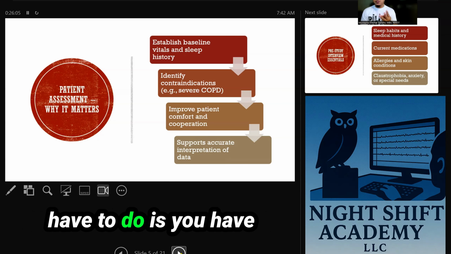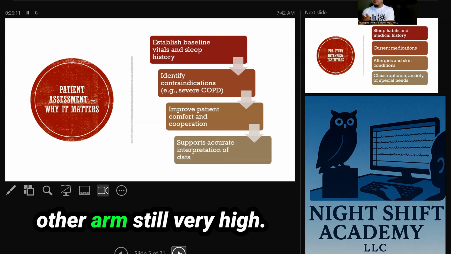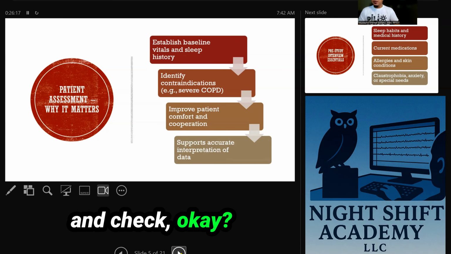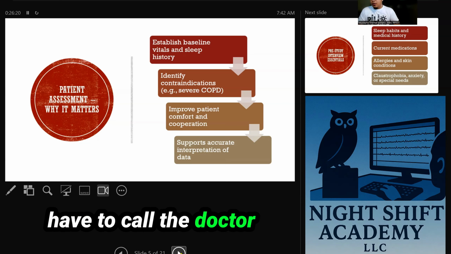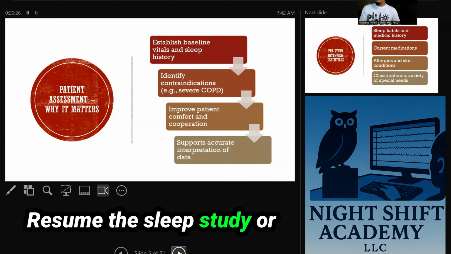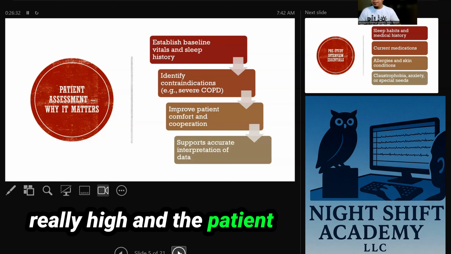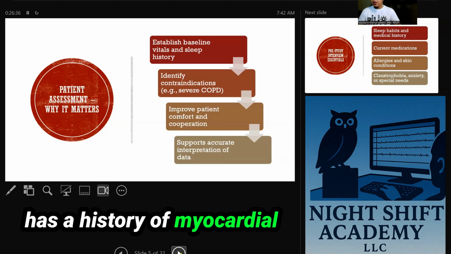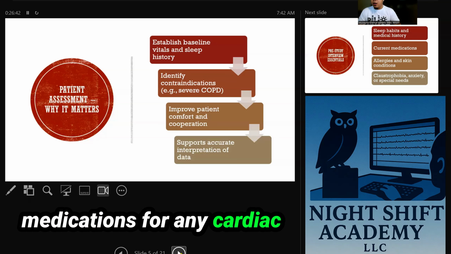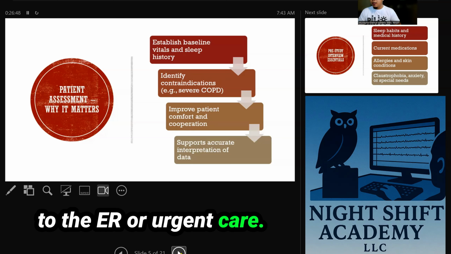But the third thing you have to do is you have to check it manually. If it stays high on the one arm, you move to the other arm, still very high, then you have to get your manual sphygmomanometer and check, okay? Then if it's still high, you have to call the doctor and clear whether the doctor will tell you to resume the sleep study or send the patients home, or when the blood pressure is really high and the patient has a history of myocardial infarction, stroke, or anything that leads to that. If the patient is taking medications for any cardiac problems, then you need to also send the patient to the ER or urgent care, okay?